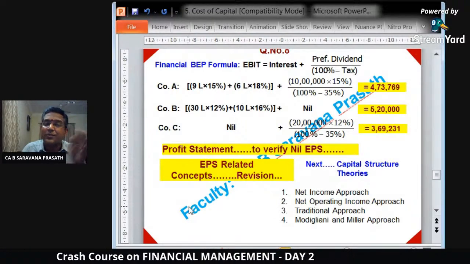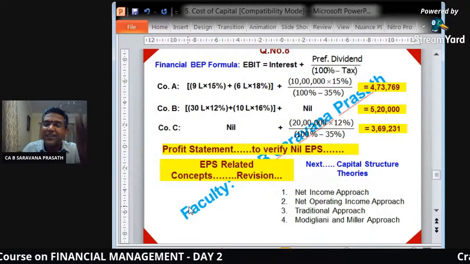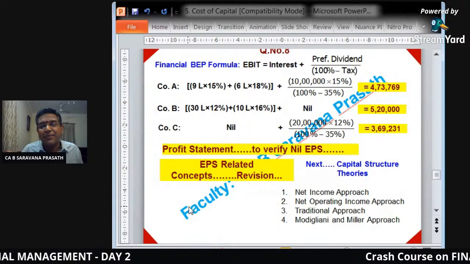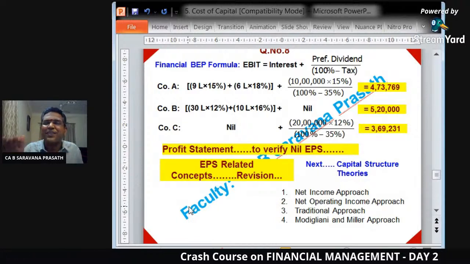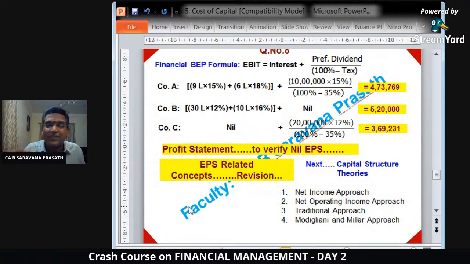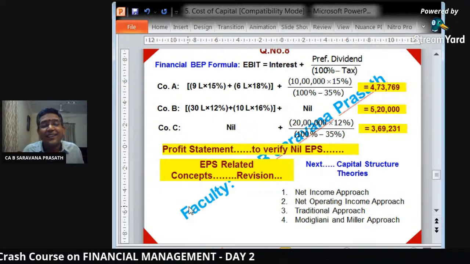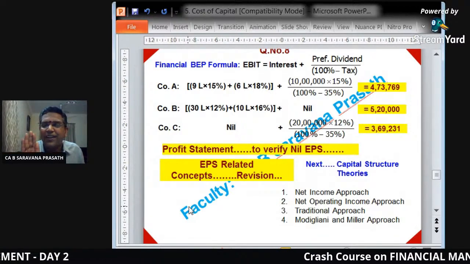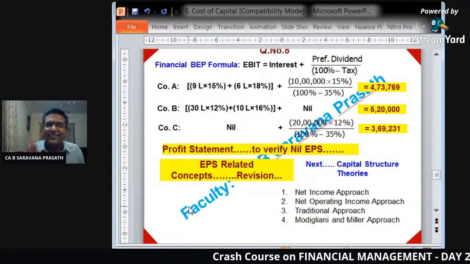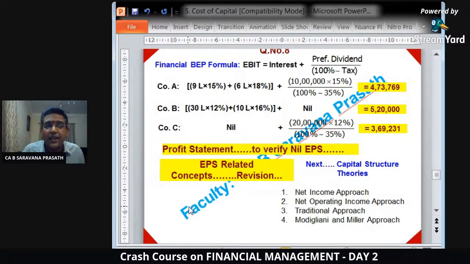So net income approach says borrow maximum. Net operating income approach says whether you borrow or not, anyhow cost of capital is going to be constant. Traditional approach says borrow, but up to the optimum level, do not go beyond that. These are the three theories.